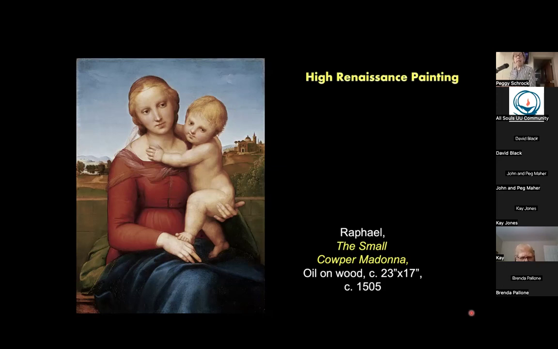Of particular importance are things like the child's foot on her hand, which is a quiet, intimate moment. His hand here on her neck. These are meant to be important. And he was very, very good at this. This is oil on wood, still painted in a very linear style.